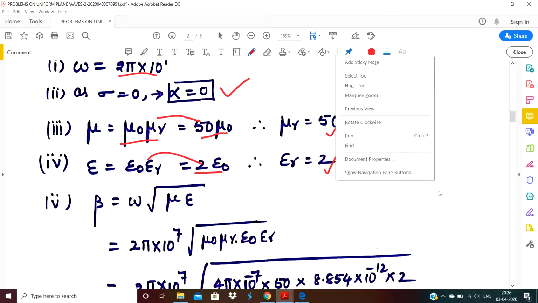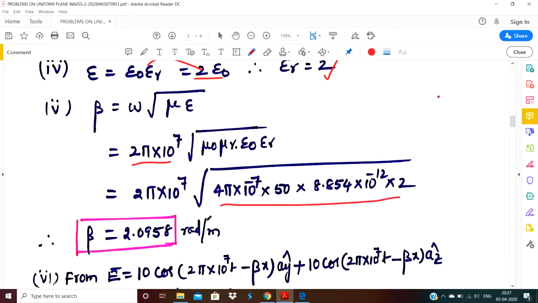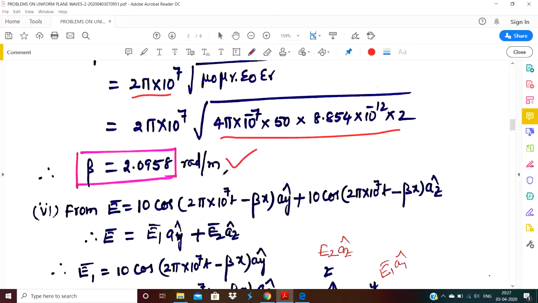This phase shift constant beta is equal to omega into square root of mu epsilon. Omega is already given as 2 pi into 10 power 7, and mu and epsilon we can expand by writing in terms of absolute values, so this is the expression. By simplifying it and multiplying with 2 pi into 10 power 7, we get beta as 2.0958 radians per meter. So this is the phase constant beta.